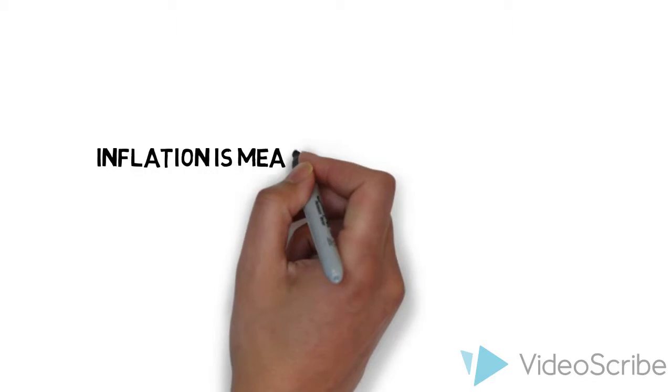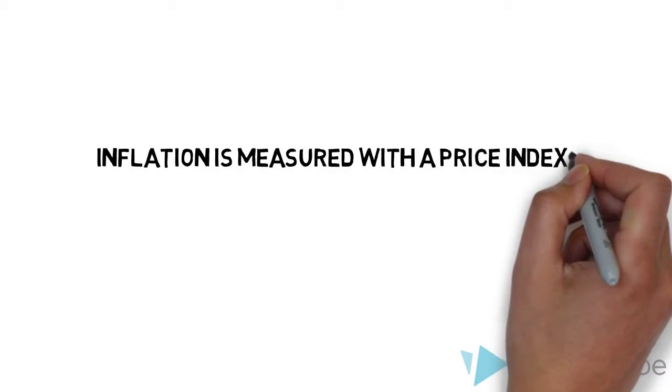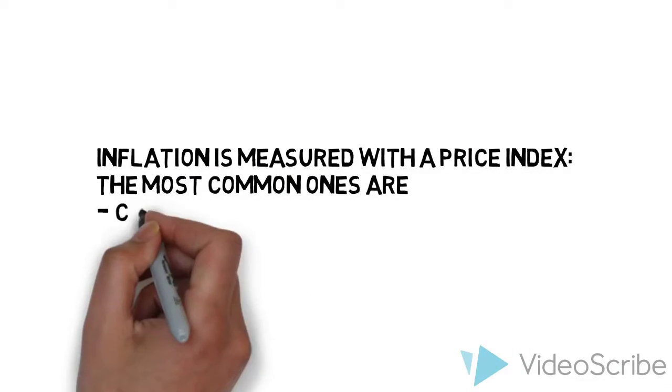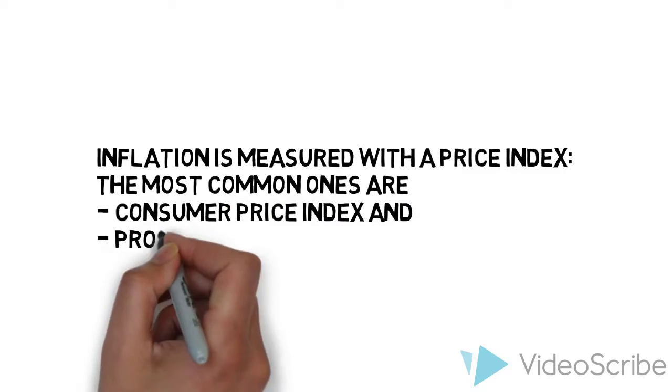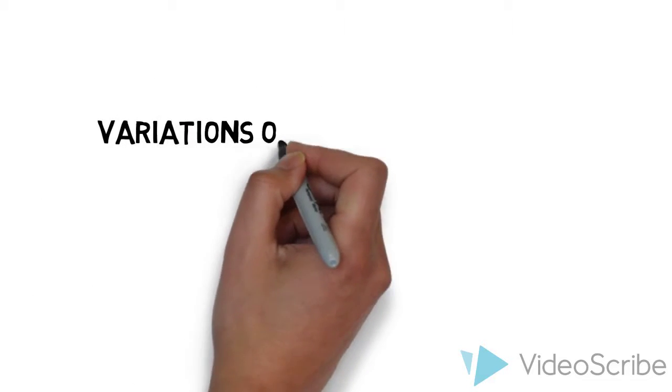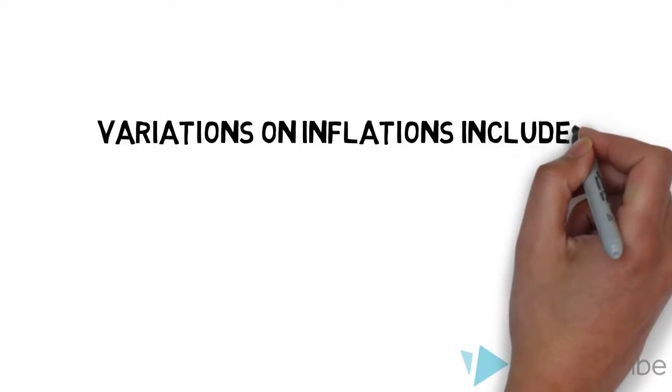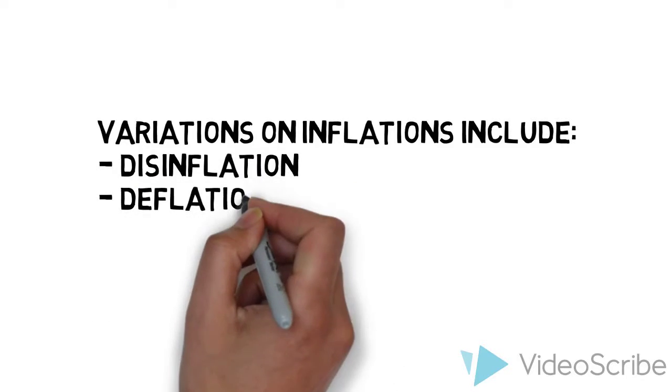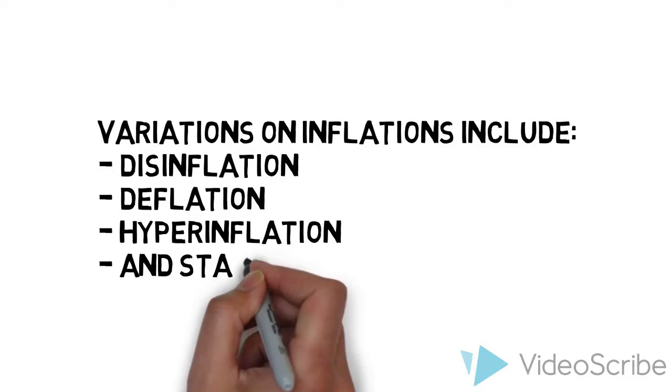Thirdly, inflation can be measured with a price index. The most common forms are the Consumer Price Index and the Producer Price Index. Fourthly, variations on inflation include disinflation, deflation, hyperinflation, and stagflation.